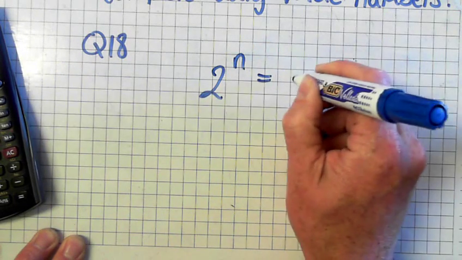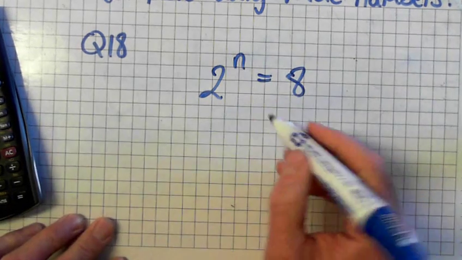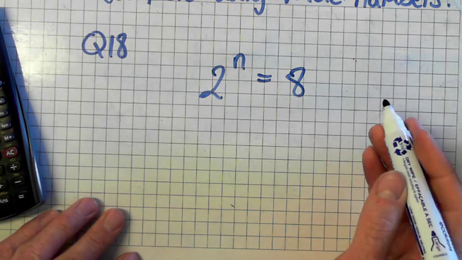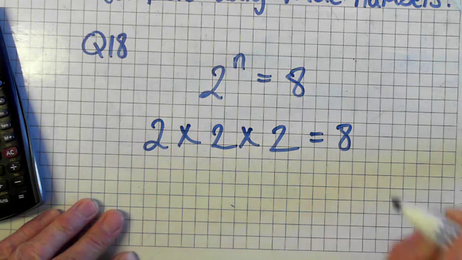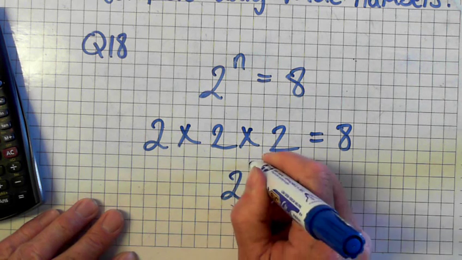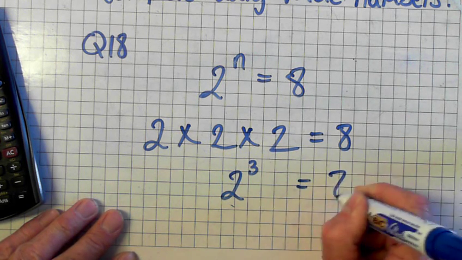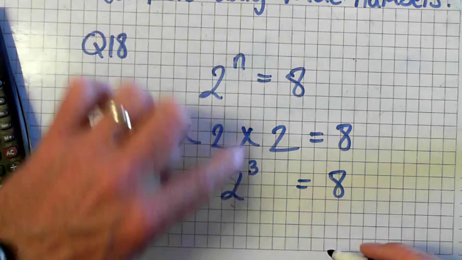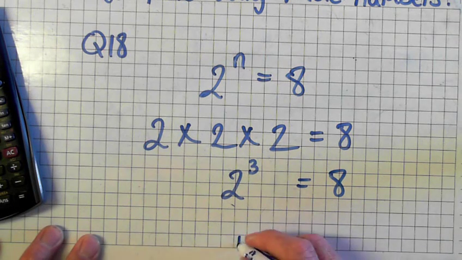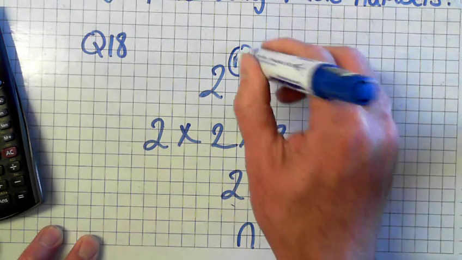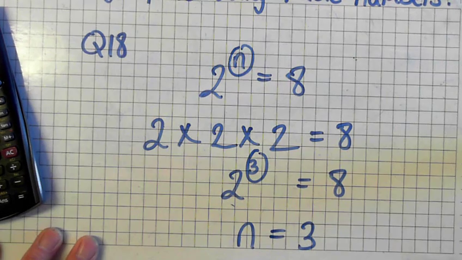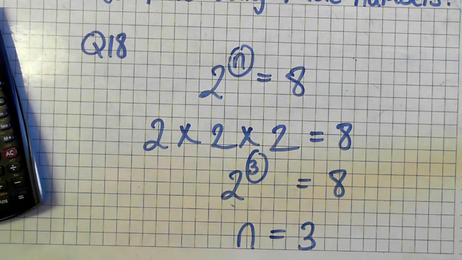2 to the power of n is equal to 8. So first of all, how many 2s do we need to multiply to get to 8? 3. 2 by 2 by 2 is equal to 8. So that's 2 to the power of 3 is equal to 8. So what's n equal to? n was equal to 3. Okay.